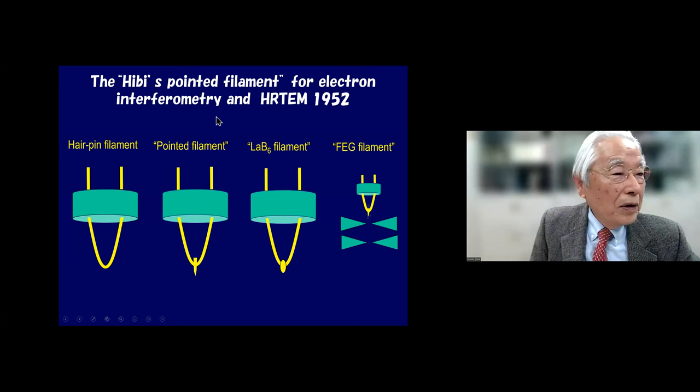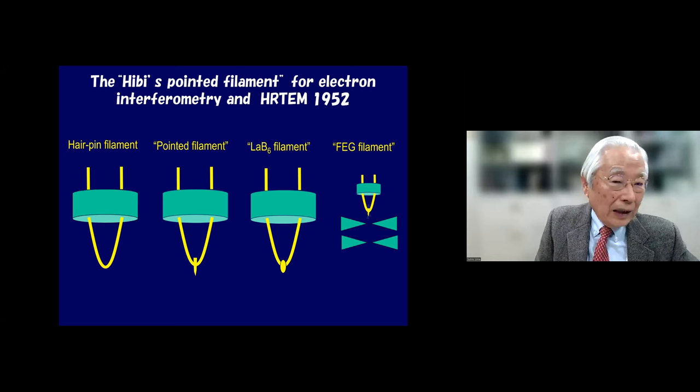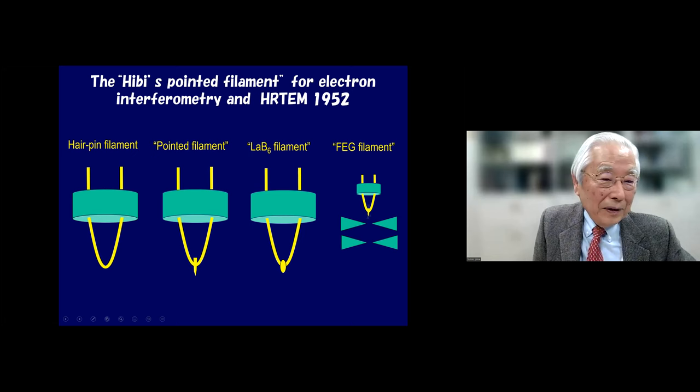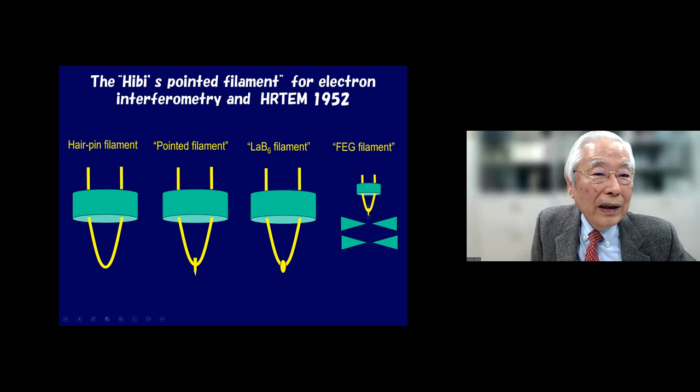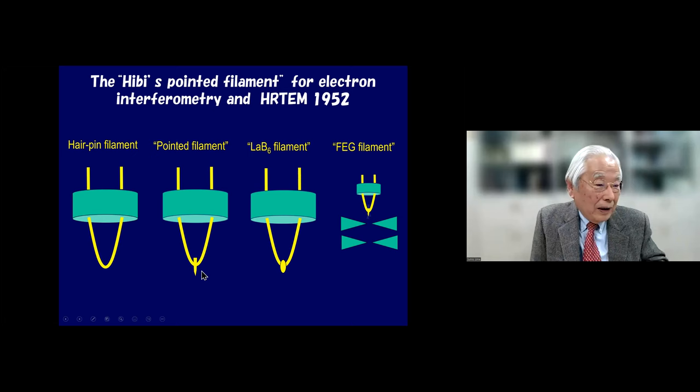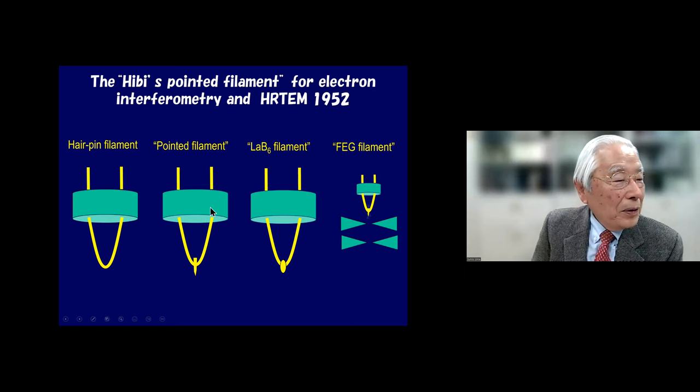If you use this one, we get a brighter electron source, which is good for high resolution work. This was later developed, and presently all the FEG, the field emission guns, have this pointed filament. Anyway, I used this one so that no other people could get the high resolution. So I was a front runner at that time, right?